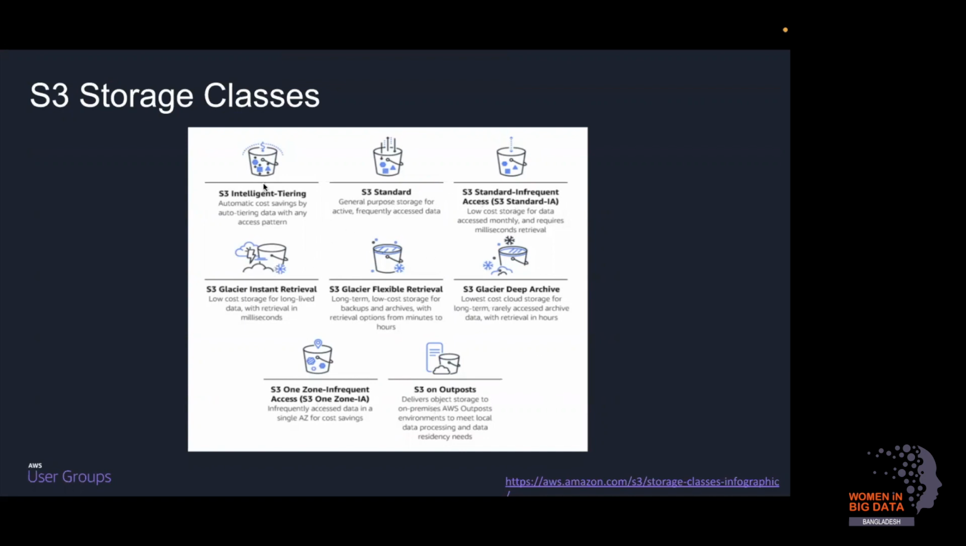For example, starting from the top left, the first row. If you don't even know how that object will be accessed, if it goes viral, it can go crazy; if not, maybe it's okay. Then you can use Intelligent-Tiering, where you cannot predict anything. By default, based on your access pattern, AWS will take care of it.